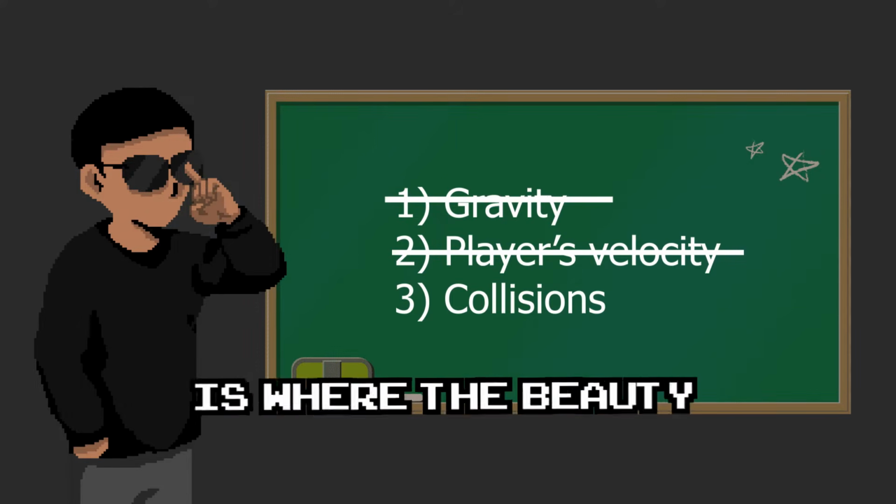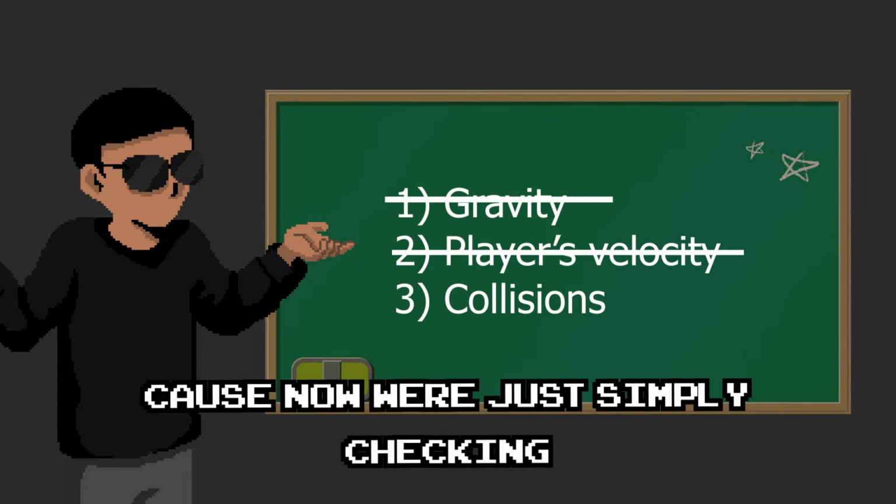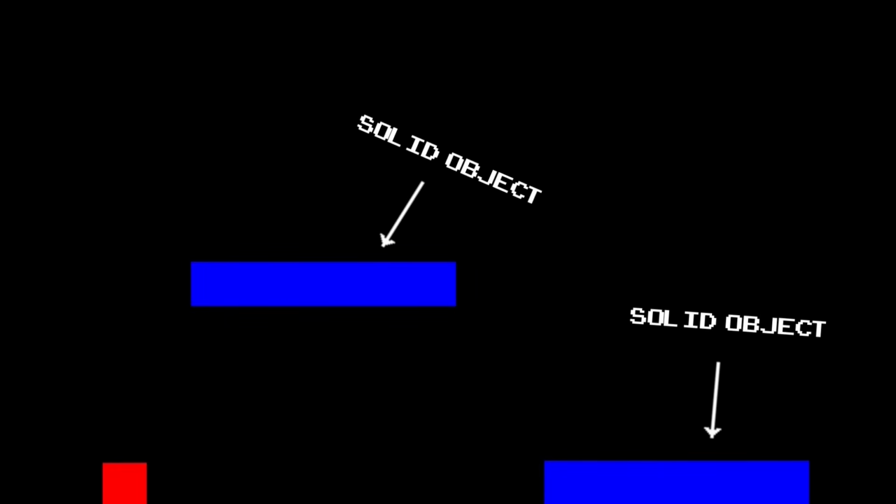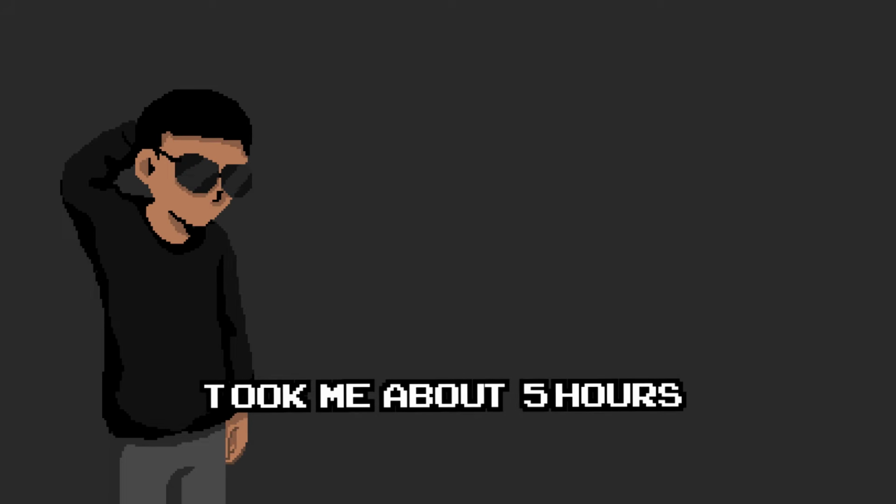Collisions. This, in my opinion, is where the beauty of the physics shows, because now we're just simply checking if the player collides with any solid object. If it collides with the top or bottom of the object, you set the y velocity to 0. If it collides with the sides of the object, you set the x velocity to 0. Alright, that's the whole physics. Took me about 5 hours to get this part done.